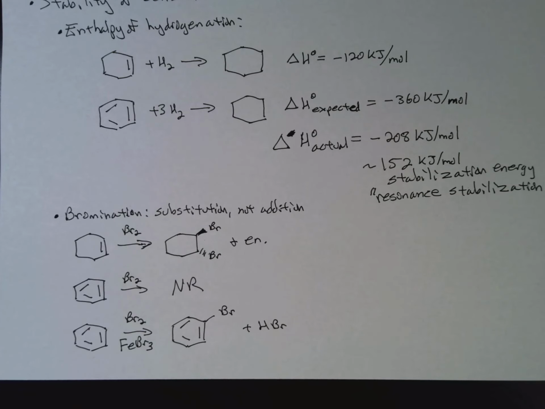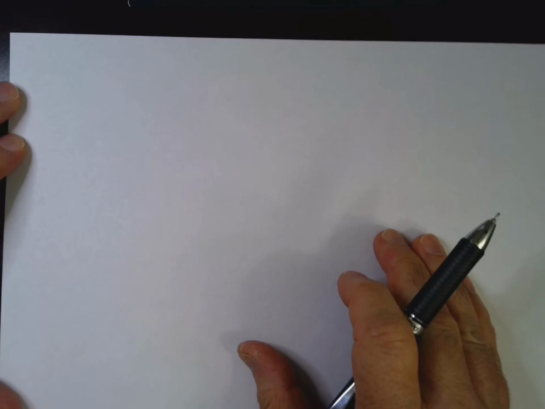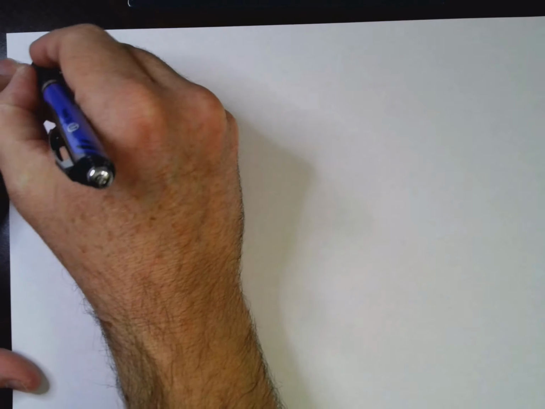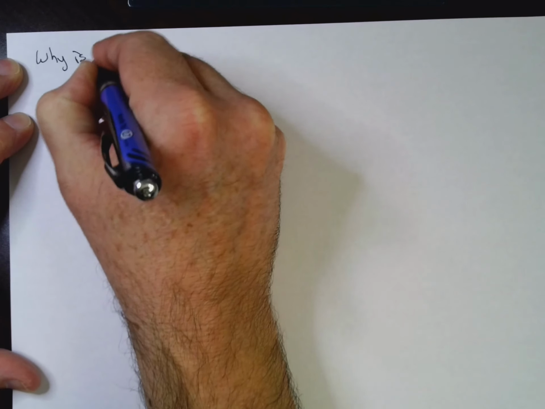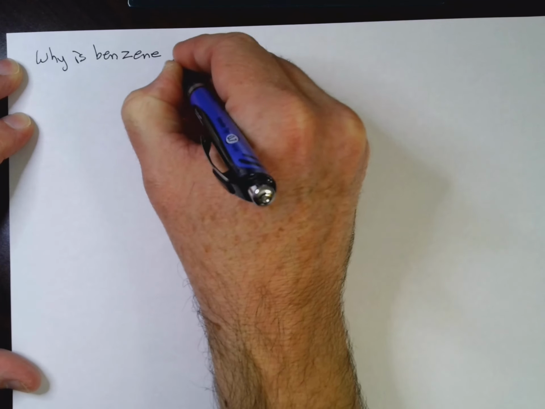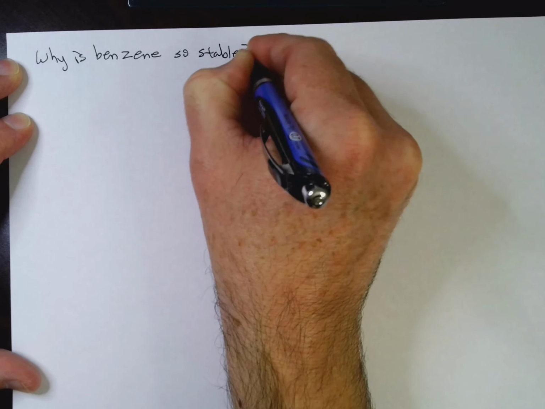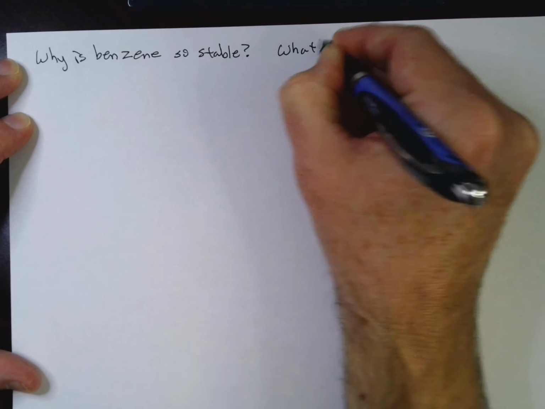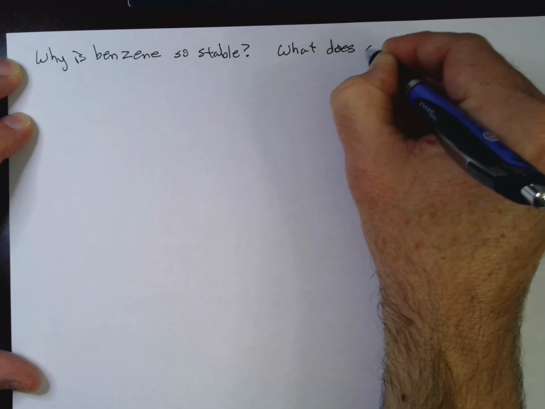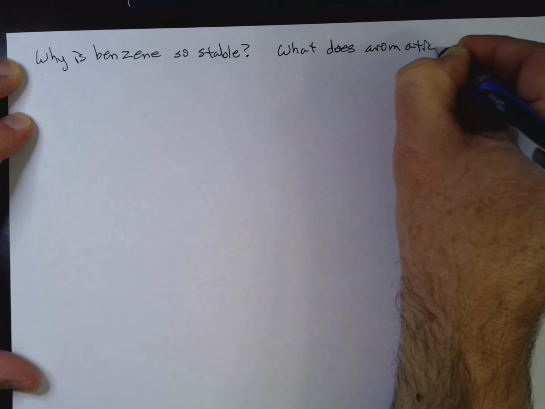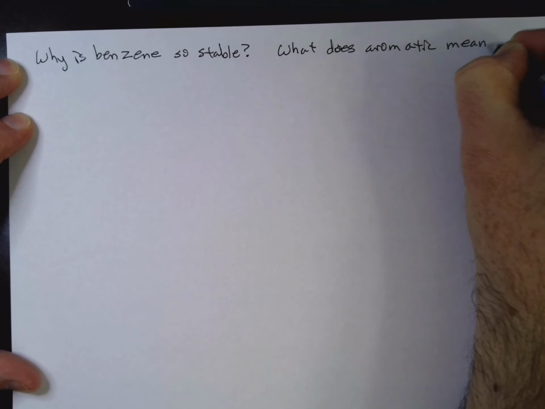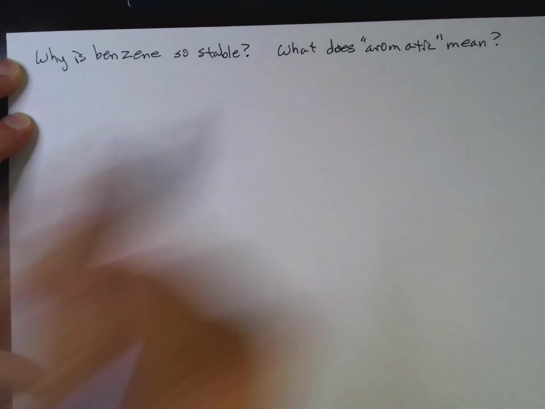And one of the ways that we describe this, or perhaps even explain it, there are actually many ways, so maybe I'll go through a few of them. So let's ask the question, why is benzene so stable? And then what does "aromatic" mean? Put that in quotation marks.